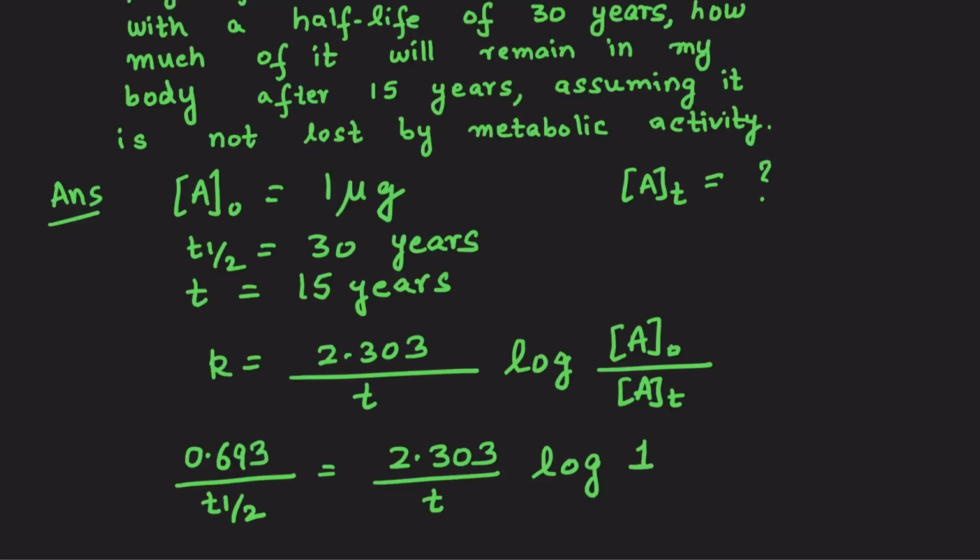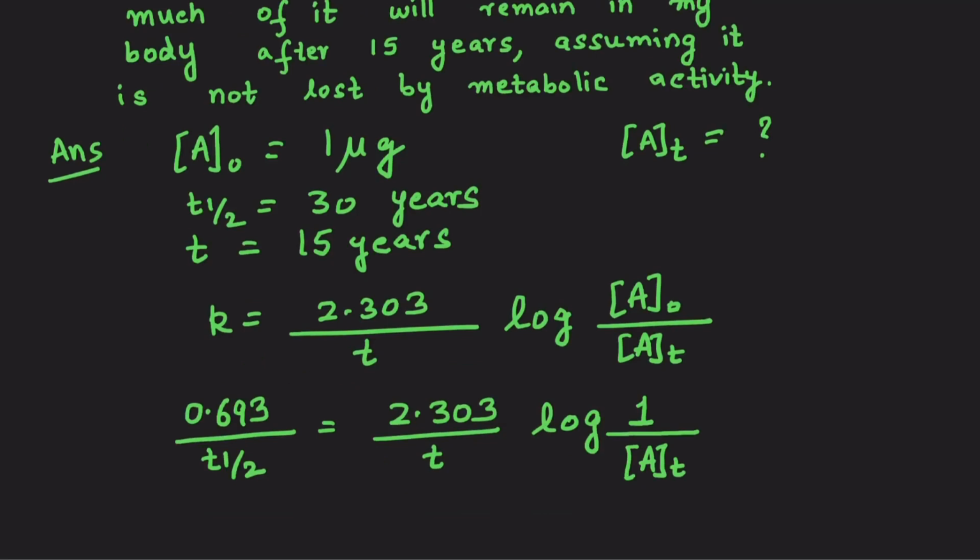Now this is 1 microgram, the initial mass of the radioactive substance. So that gives me the expression 0.693 upon T half is equal to 2.303 divided by the time. Now I can substitute the time over here as 15 because I am being asked how much of it will be left after 15 years, right? Log of 1, I am going to leave the microgram as microgram. I am not going to change it to grams unless required. And AT is what we have to determine.